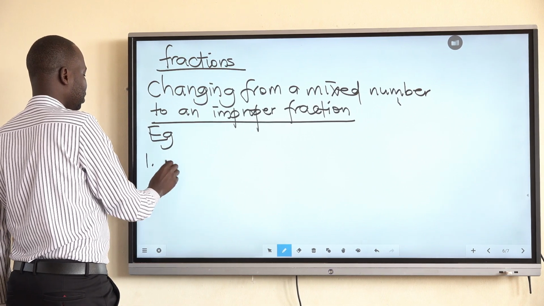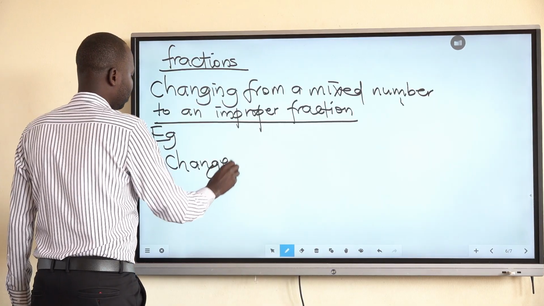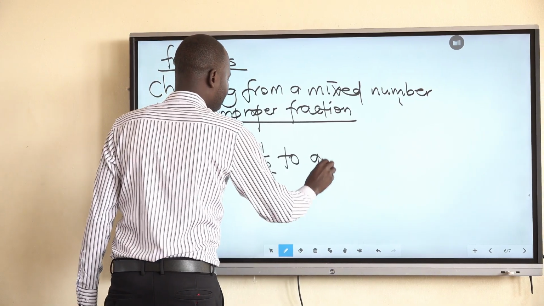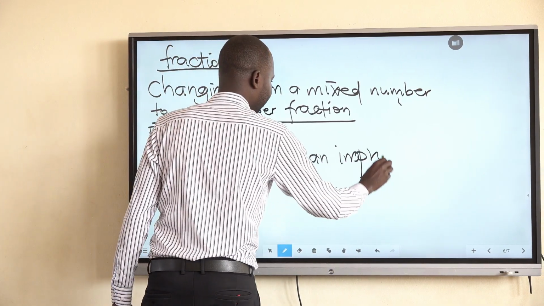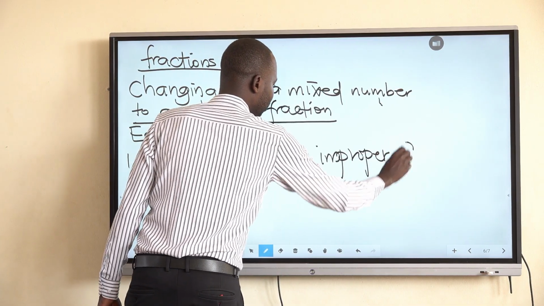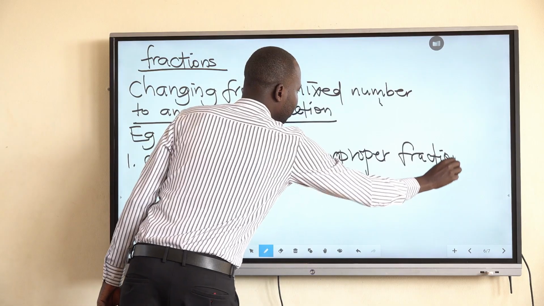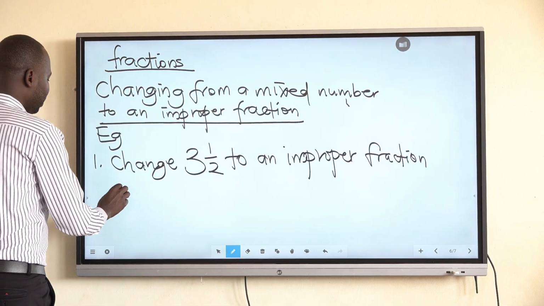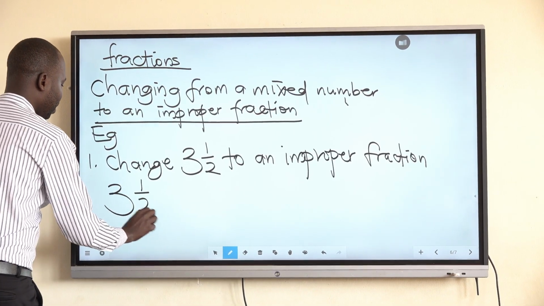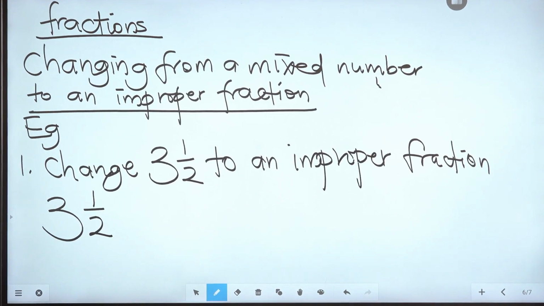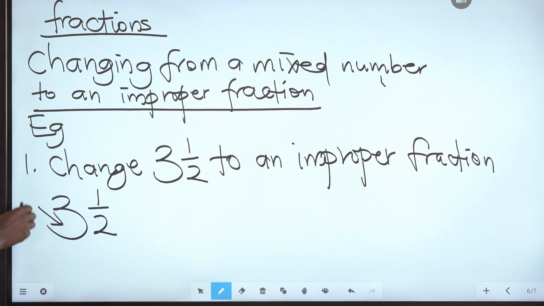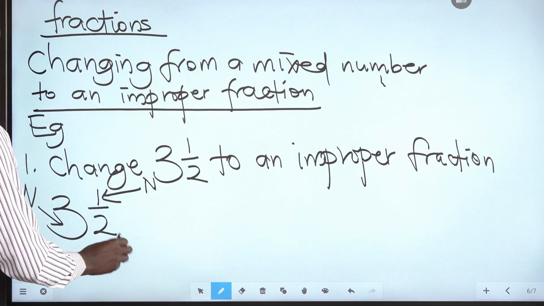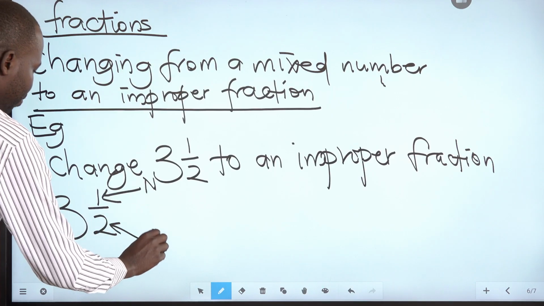A question can be asked: change 3 whole number and 1 out of 2 to an improper fraction. This one we have a simple formula that we use, but the first thing we need to know is that in 3 whole number 1 out of 2, these are 3 numbers and they have different parts. You must know that this 3 stands for the whole number, then this 1 stands for the numerator, and the 2 stands for the denominator.